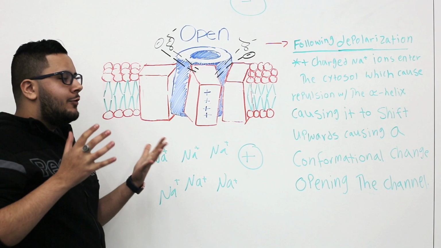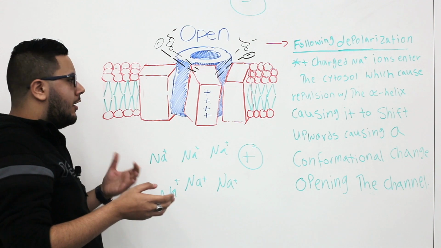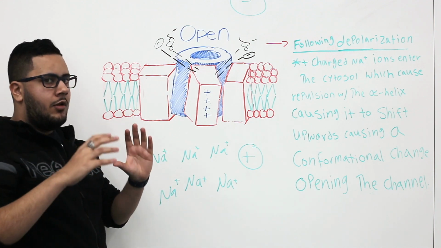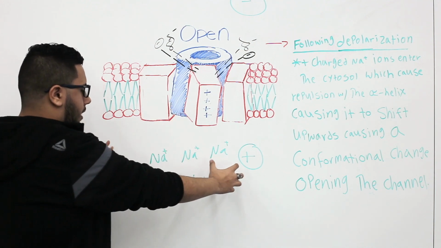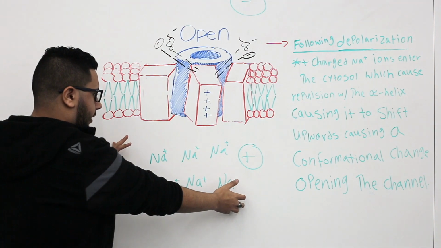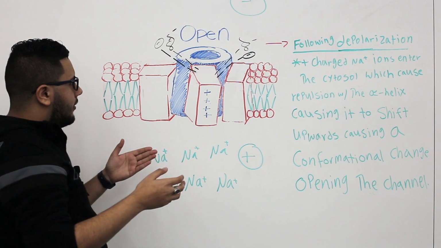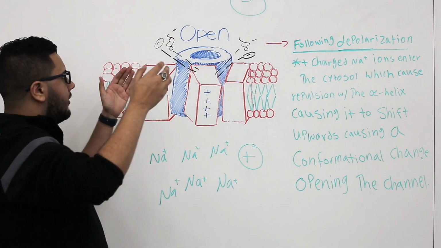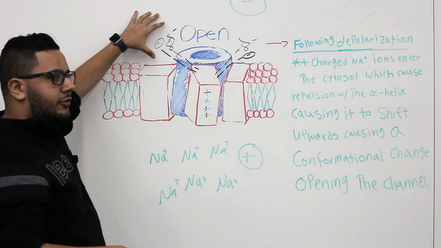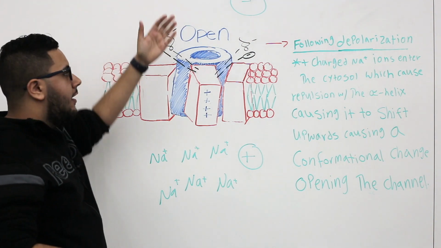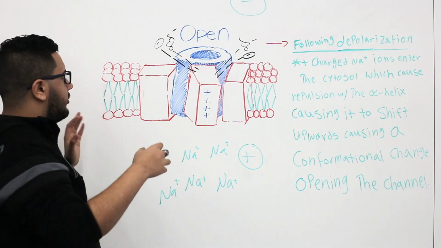So during depolarization, there's an influx of sodium ions that enter the cytosol. These make the cytosol overall positively charged. So this causes repulsion between the positively charged ions inside the cytosol and the alpha helix, which is also positively charged. As a result, the alpha helix will shift upwards and will face the extracellular side of the neuron, and will interact with negatively charged ions and molecules outside the cell via non-covalent interactions. This causes a conformational change that essentially opens the channel.